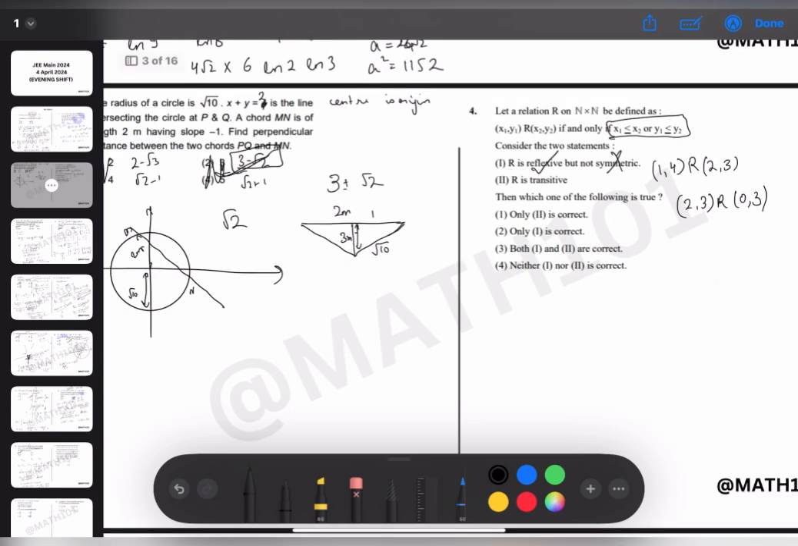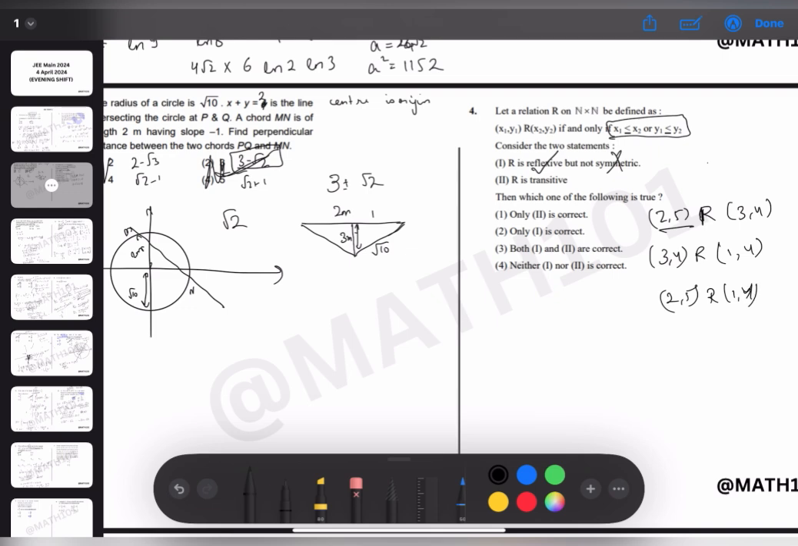So it is on the field of N cross N. So instead of 1 comma 4, we'll add 2 comma 5 R 3 comma 4. So this holds true because 2 is less than or equal to 3, and 3 comma 4 R 1 comma 4. This holds true because y1 is less than or equal to y2, but 2 comma 5 R 1 comma 4 does not hold true. So it is not transitive. So only one is correct. So the answer is 2.